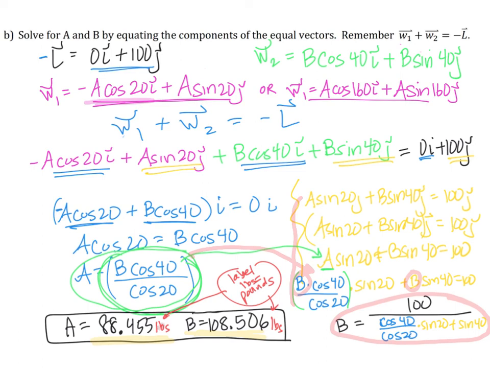And don't forget, you need to label. So these were pounds. LBS is pounds, right? So we're labeling. So the tension on wire 1 is 88.455 pounds, and the tension on wire 2 is 108.506 pounds. There is an example 4 that's very similar. I'm not going to do it. So now that I've done this one, you should be able to go ahead and work through that problem on your own and check the answer key.